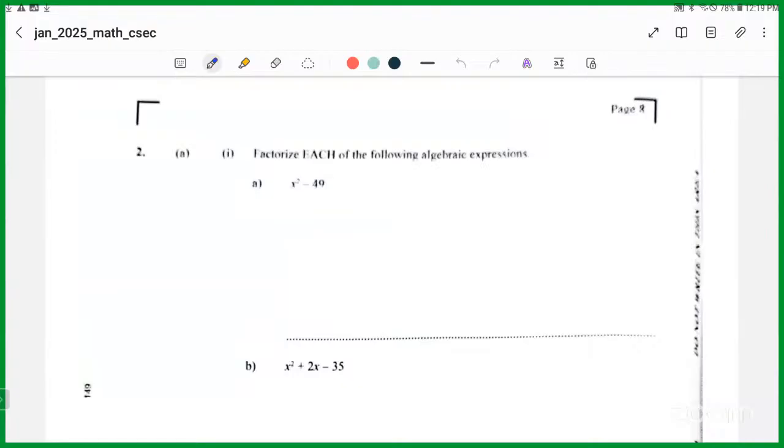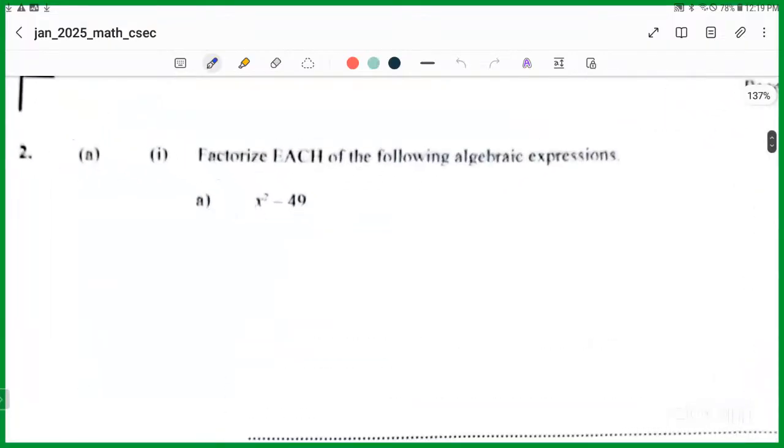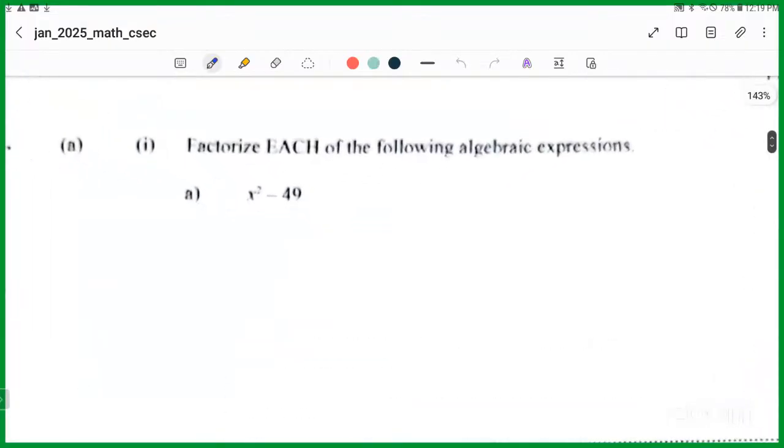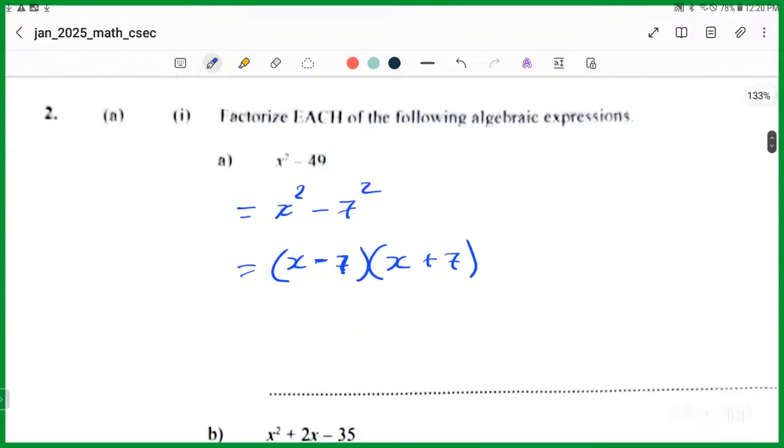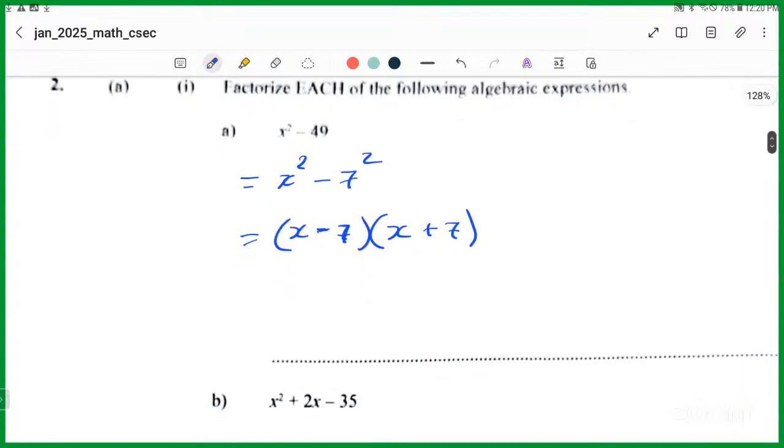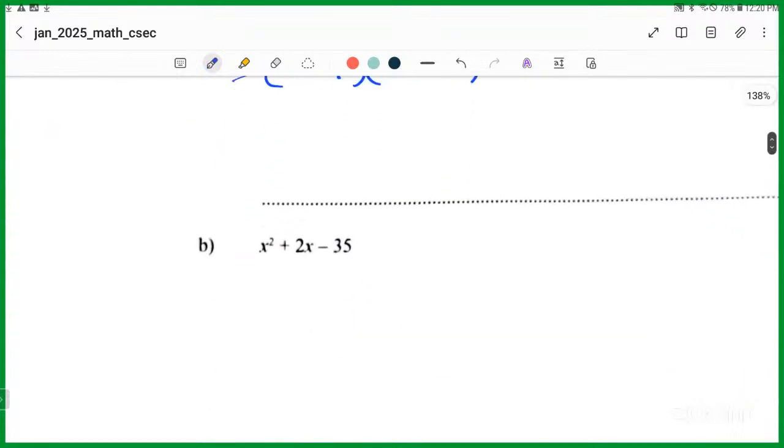This is factorize x squared minus 49. It's a difference of two squares, the same as x squared minus 7 squared. The difference of two squares equals the difference of the values times the sum of the values: x minus 7, x plus 7. That is it. Factorize that quickly, difference of two perfect squares. Good.